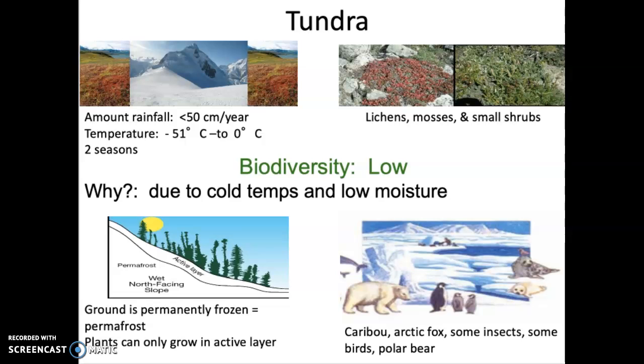So this is usually the furthest from the equator, lowest biodiversity due to cold temps and low moisture. They get less than 50 centimeters of rain per year. You only have 2 seasons. It's very cold. You get lichen, moss, and shrubs. The ground is permanently frozen. It's called permafrost, and plants can only grow in that layer that's active between melting and freezing.